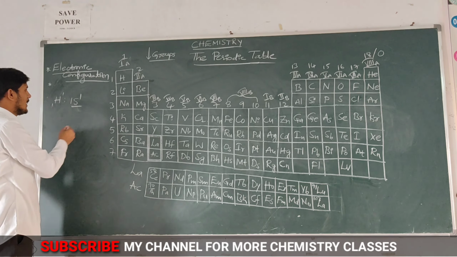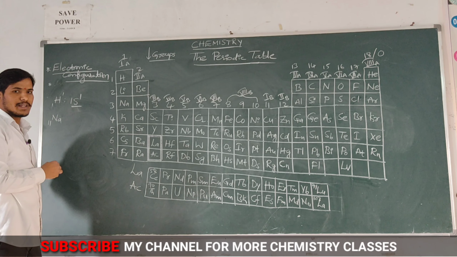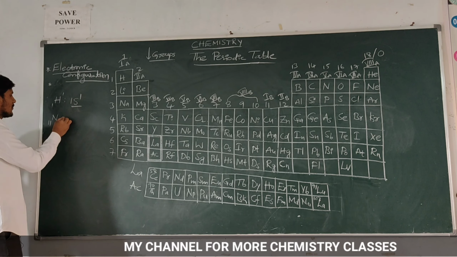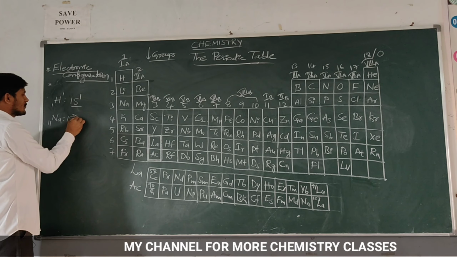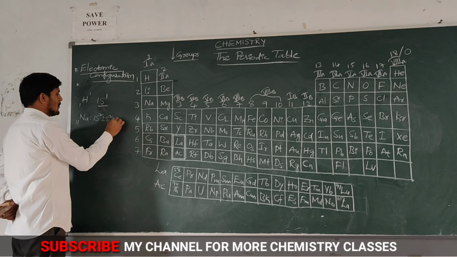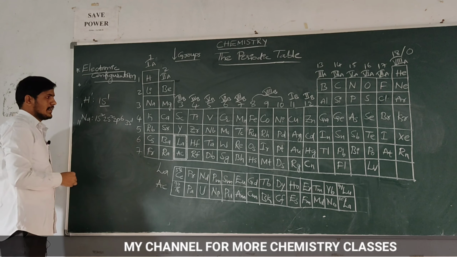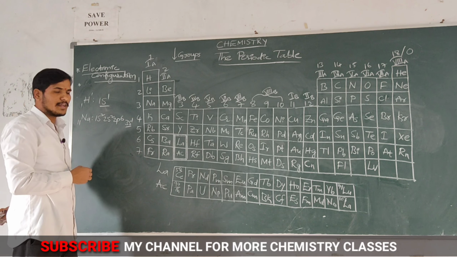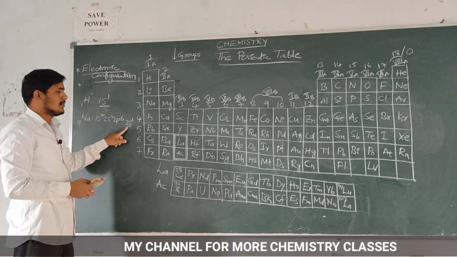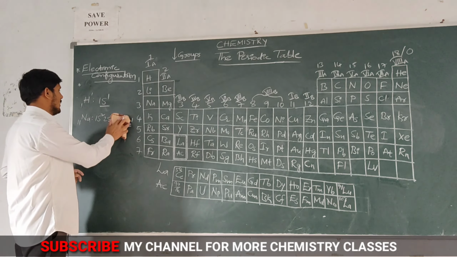Take another one, sodium. What is the atomic number of sodium? 11. When we write the electronic configuration of sodium, it is 1s2, 2s2, 2p6, 3s1. That means the last electron, or differentiating electron, enters into the s orbital. So that's why first A group elements belong to s block elements.